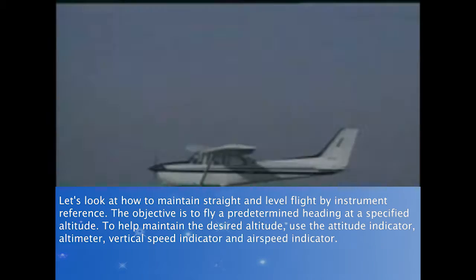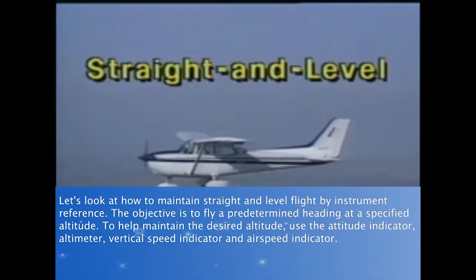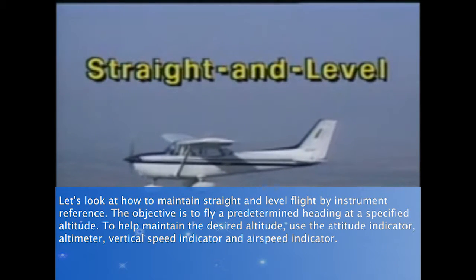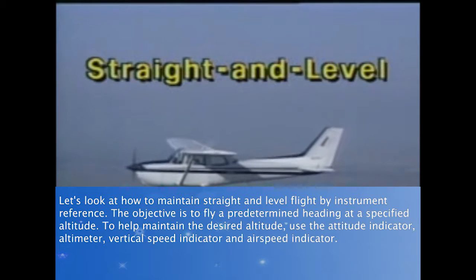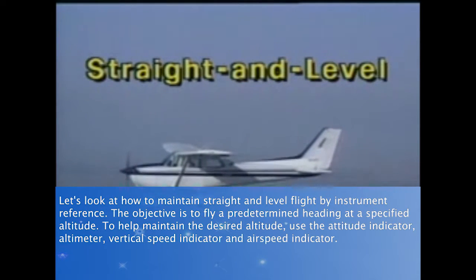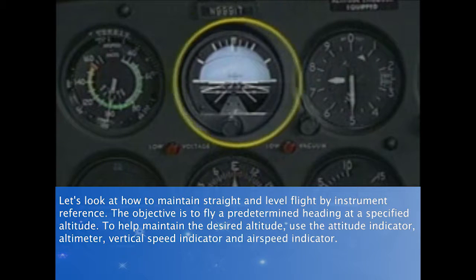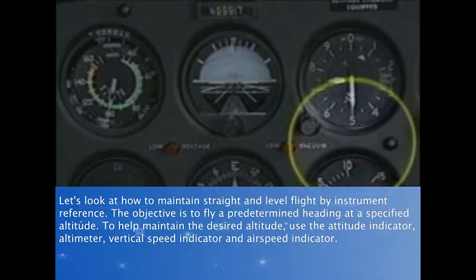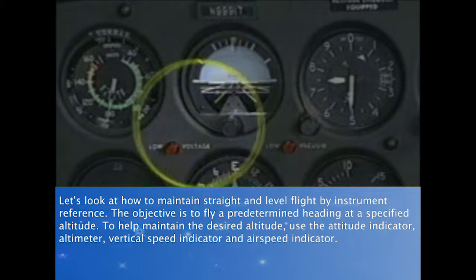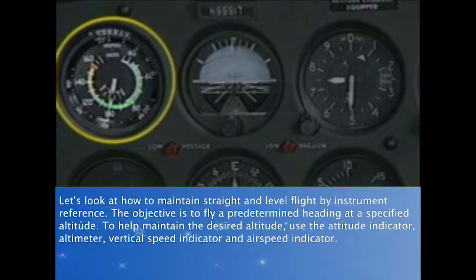You can see that it's important to scan all of the instruments. Let's look at how to maintain straight and level flight by instrument reference. The objective is to fly a predetermined heading at a specified altitude. To help maintain the desired altitude, use the attitude indicator, altimeter, vertical speed indicator, and airspeed indicator.